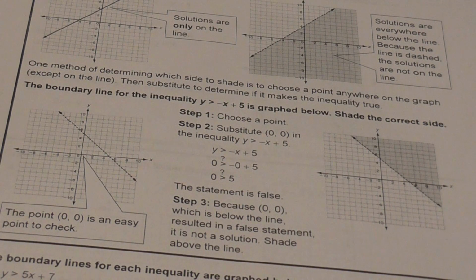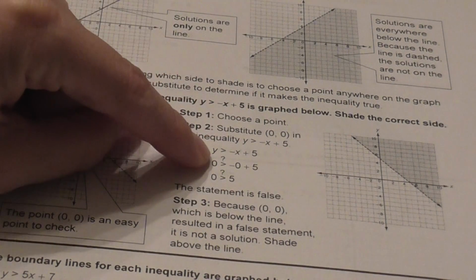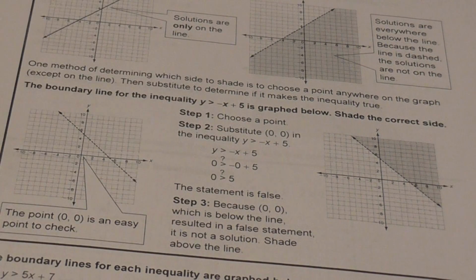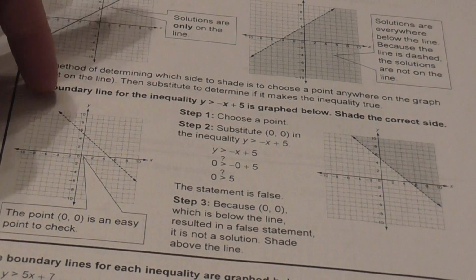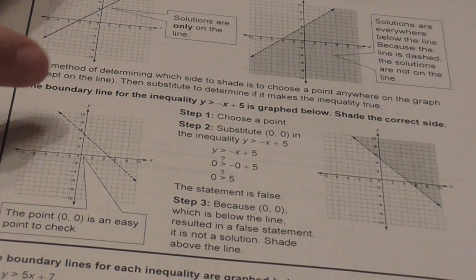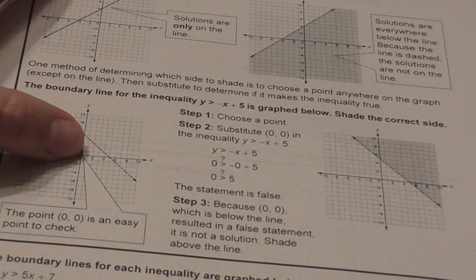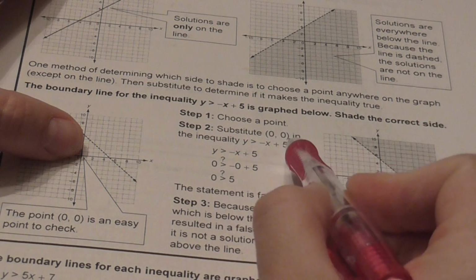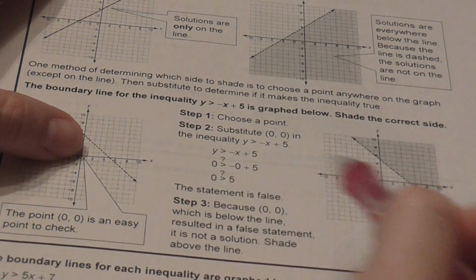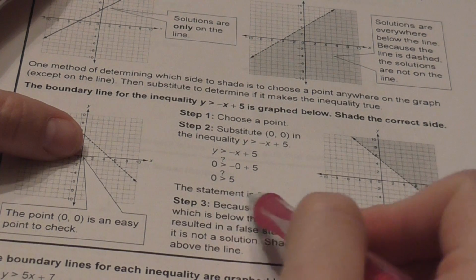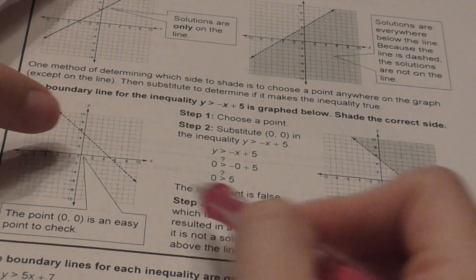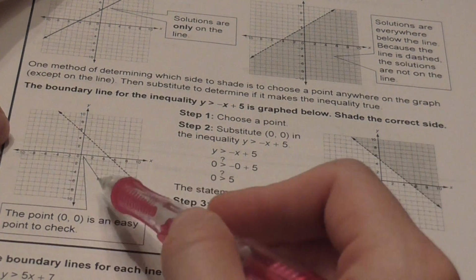So what you would do is after you get it into y equals mx plus b form, remembering everything that we did with inequalities, and you graph it, you would pick a point somewhere on this. So 0, 0 is always a good one to use. And you would substitute 0 for x and 0 for y, and you see if it's a true statement or not. So because the statement's false, and that point's below the line, you wouldn't shade there.